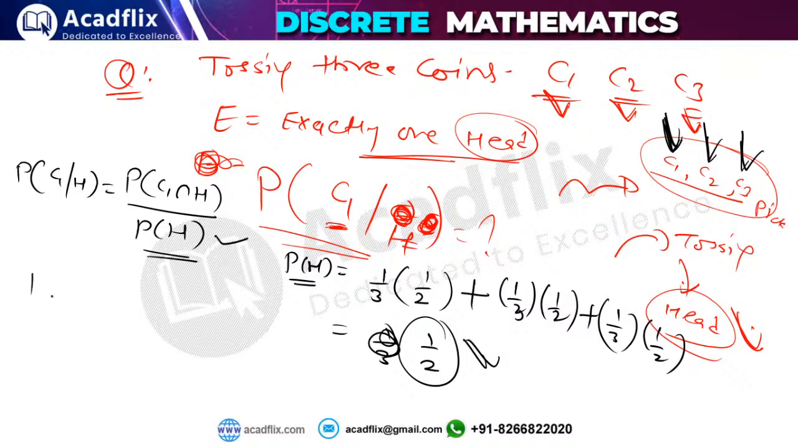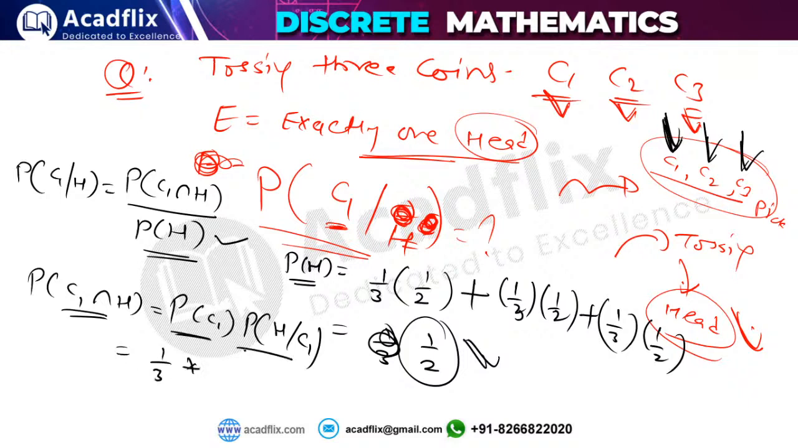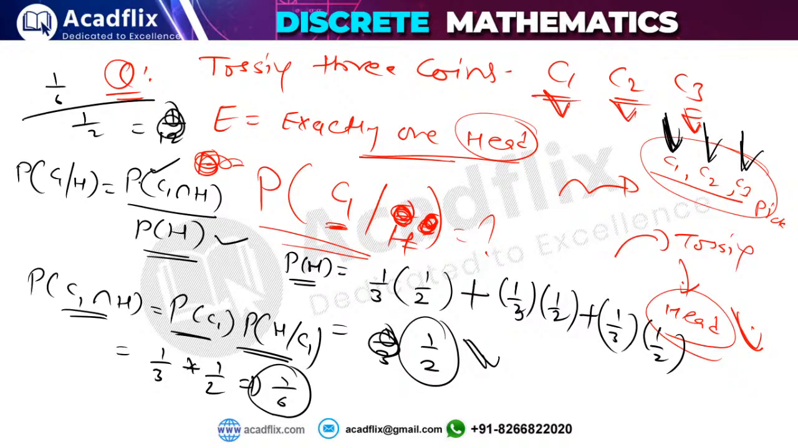Let's calculate the probability of C1 intersection head. We have already seen that the answer will be probability of C1 multiplied by probability of H given C1. This formula we have already seen. So what is the probability of C1? That will be 1 by 3. What is the probability of H given C1? That is 1 by 2. So the answer will be 1 by 6. So this value is 1 by 6, divided by this value, 1 by 2, and the answer will be 1 by 3. So this will be the answer, 1 by 3.